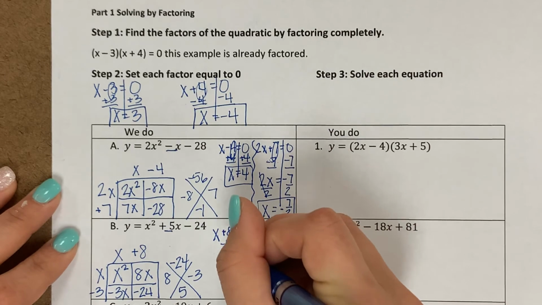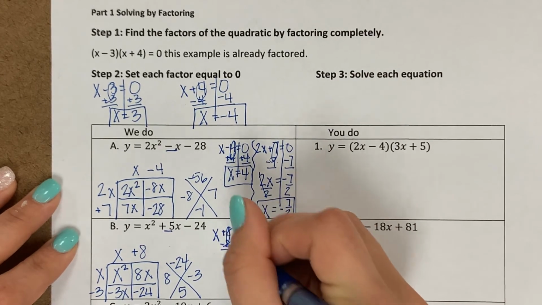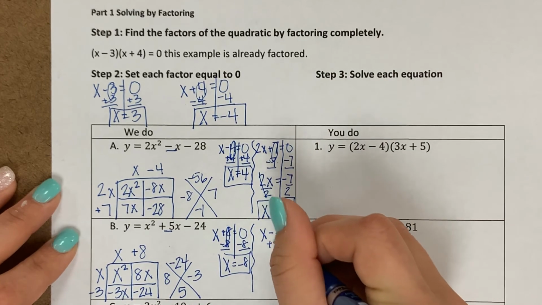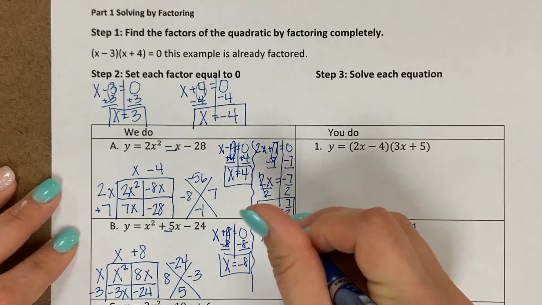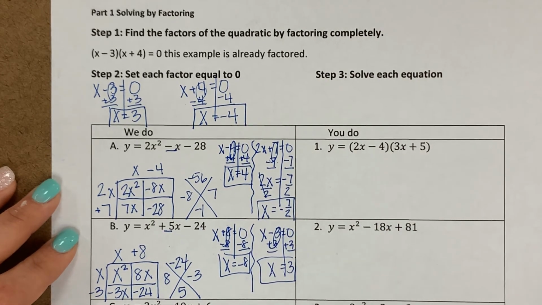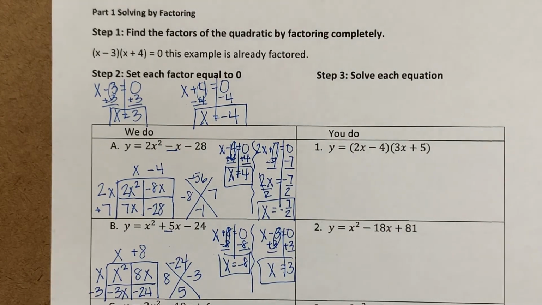And solve. Minus 8, those go to 0. X equals negative 8 is a solution. Plus 3, those go to 0, so x equals 3 is our other solution. All right, and we'll do examples C, D, and E in class tomorrow or on Monday.